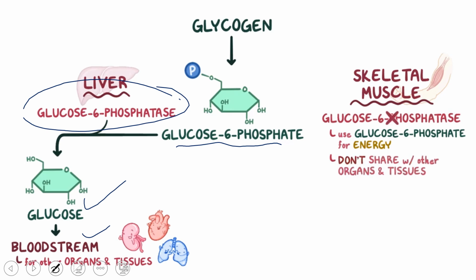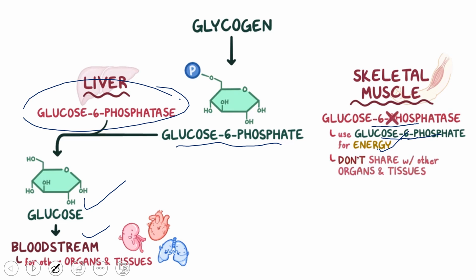But in skeletal muscles, as we don't have glucose 6 phosphatase, we are not able to convert glucose 6 phosphate to glucose. So here we have only glucose 6 phosphate, and that will be used for energy. This glucose 6 phosphate cannot come out of the skeletal muscles, and it will not be shared with the other tissues.